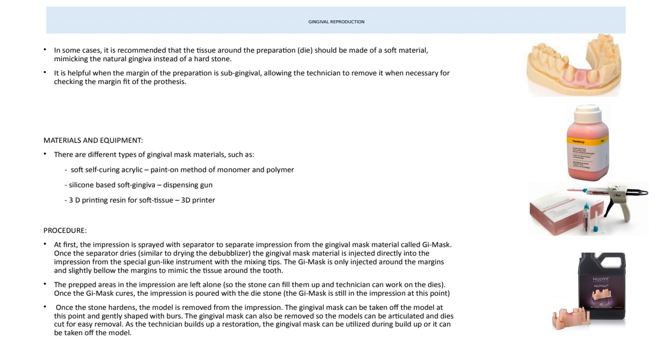So the procedure goes like this. At first, the impression is sprayed with a separator to separate the impression from the gingival mask material, called GI mask. Once the separator dries, the gingival mask material is injected directly into the impression from a special gun-like instrument with mixing tips. Then the gingival material is left to set. It sets fairly quickly, and then we can pour up the impression in stone.